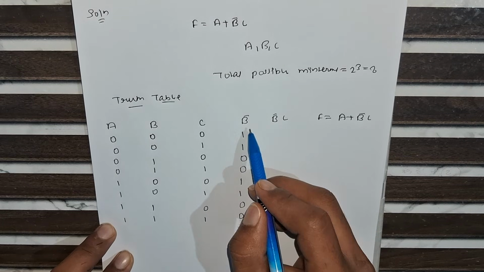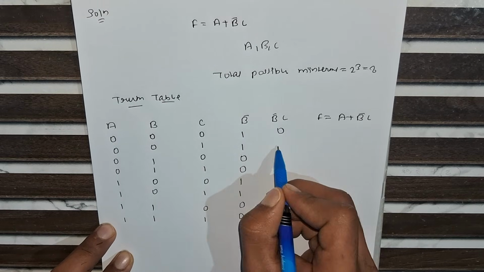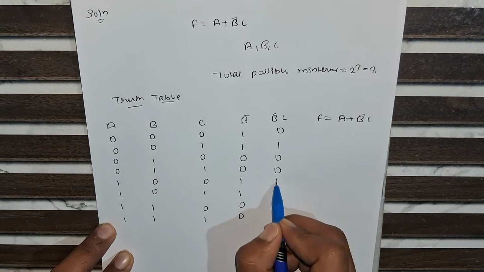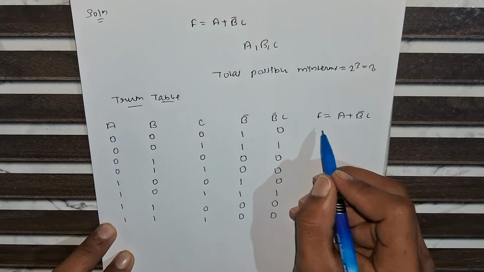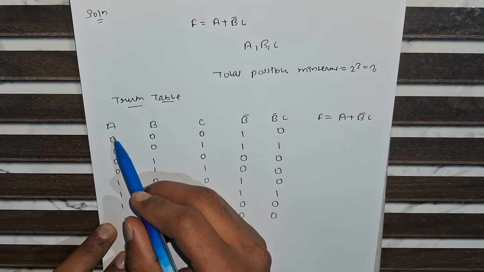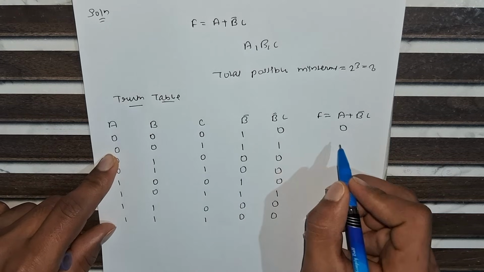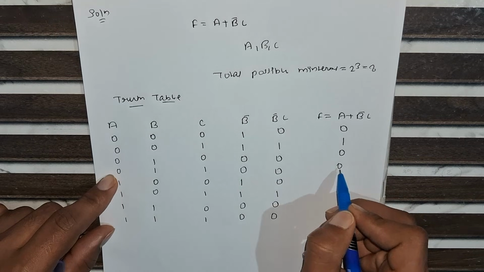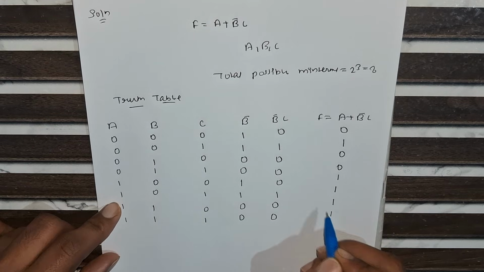B bar into C. What is the value of B bar? Which is this, and C is this. So 1 into 0 is 0, 1 into 1 is 1, 0 into 0 is 0, 0 into 1 is 0, and again 1 into 0 is 0, 1 into 1 is 1, 0 into 0 is 0, 0 into 1 is 0. Now what is the function f equals a plus b bar c? So this is the value of b bar c, and a is nothing but 0 for the first four rows. So 0 plus b bar c becomes 0, 1, 0, 0, then 1 plus 0 is 1, again 1, 1, and 1. So this is the truth table.